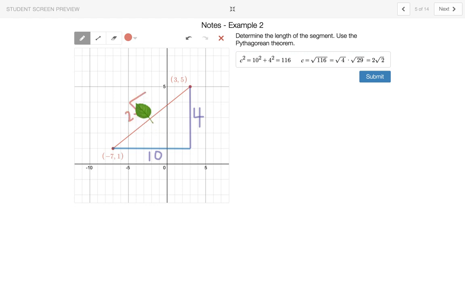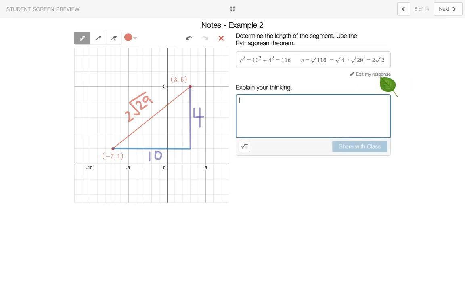And you could also express that as a decimal by calculating. If you put 2 root 29 into Desmos Scientific Calculator, it'll tell you what that is to the nearest tenths place. And we can say work shown in diagram.